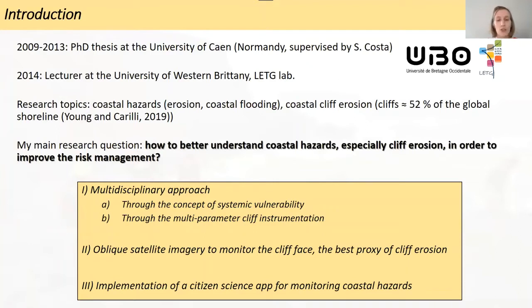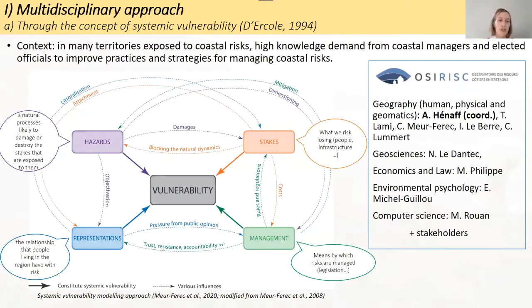My main research question is how to better understand coastal hazards, especially cliff erosion, in order to improve risk management. My talk will be divided in 3 parts. First, I practice a multidisciplinary approach through the concept of systemic vulnerability.